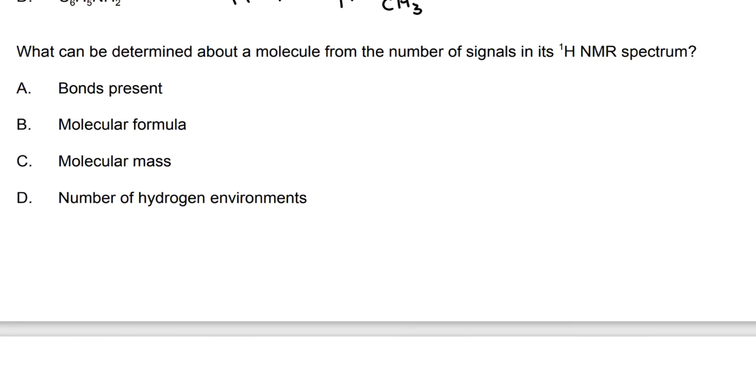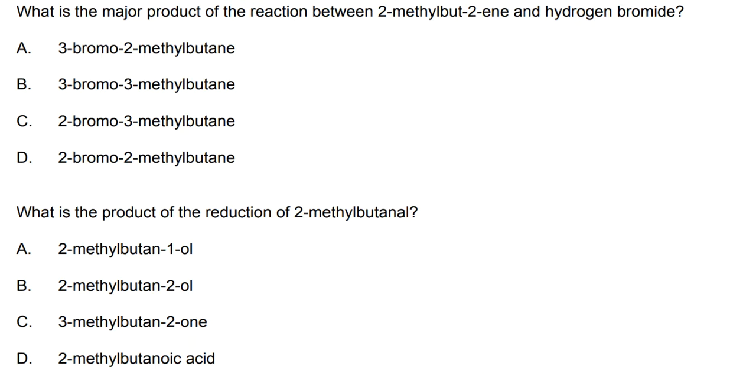What can be determined about a molecule from the number of signals in its H-NMR spectrum? From the H-NMR spectrum, the number of signals determines the number of hydrogen environments. This is just a recall question. What is the major product of the reaction between 2-methylbutene and hydrogen bromide? 2-methylbutene, hydrogen bromide. Hydrogen bromide is a halogenoalkane.